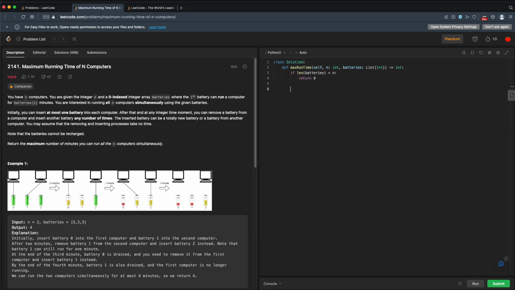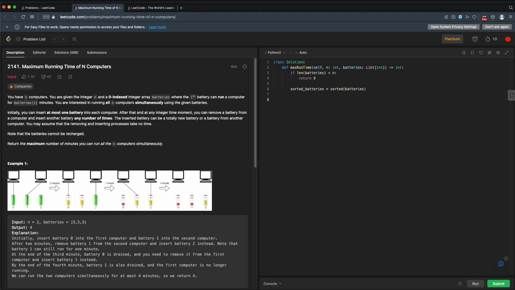Okay, what else do we want to do? Well, we want to sort our batteries. So we'll sort the batteries. This will be from low to high. So our top performing batteries, or our top capacity batteries, will be at the end of our array here. So let's have sorted batteries. All right, so our sorted batteries will sort from low to high. So our best batteries are at the end of our array.